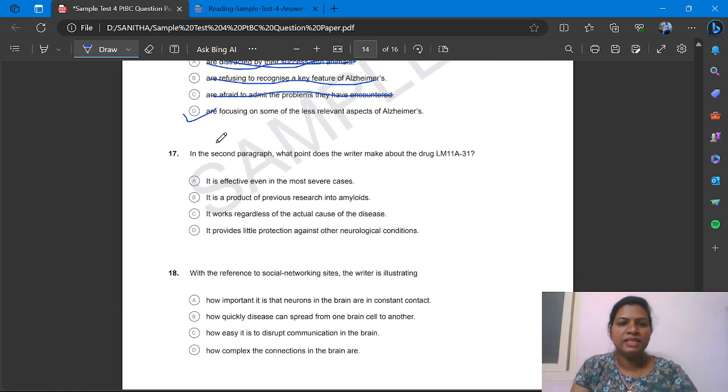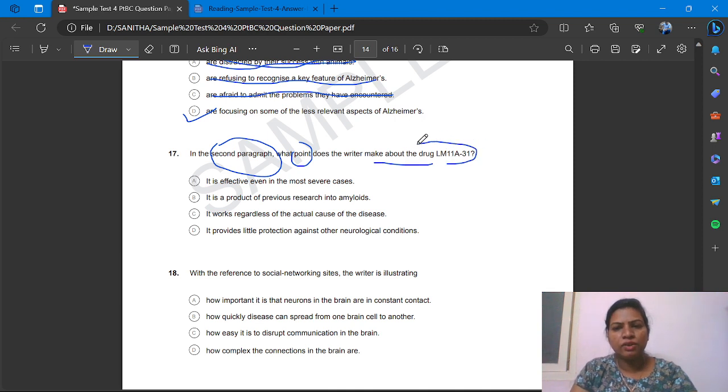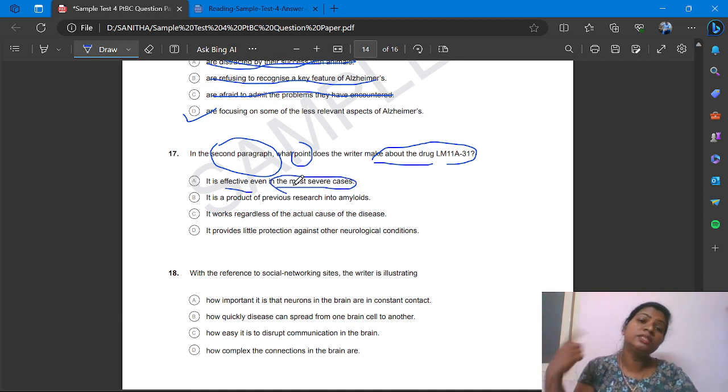Okay. In the second paragraph, we are going to find out again. What point does the writer make about the drug LM11A31? Is it effective, very effective even in the most severe cases? Even in the most severe cases also it is effective. Is it saying that? We have to find out.